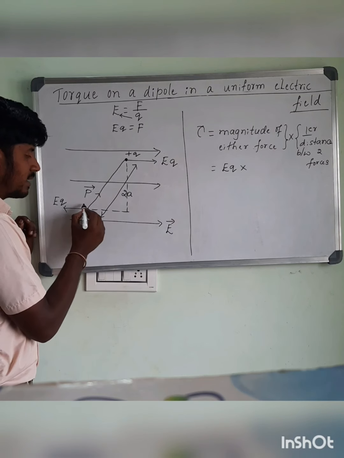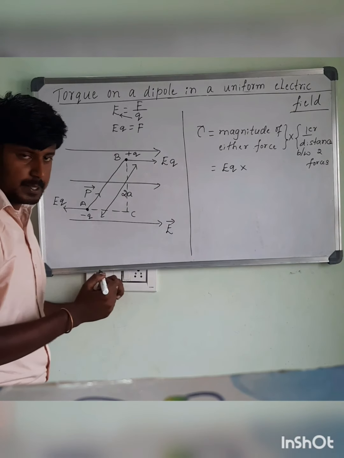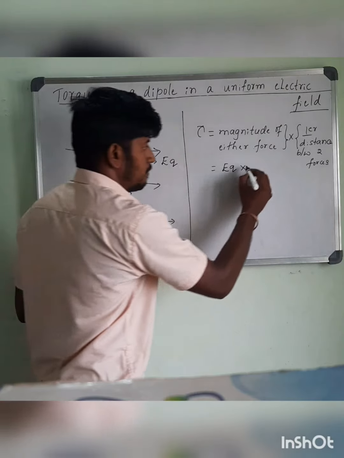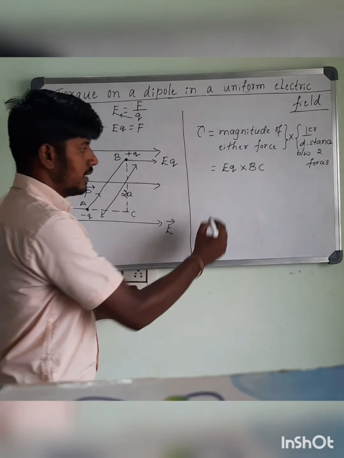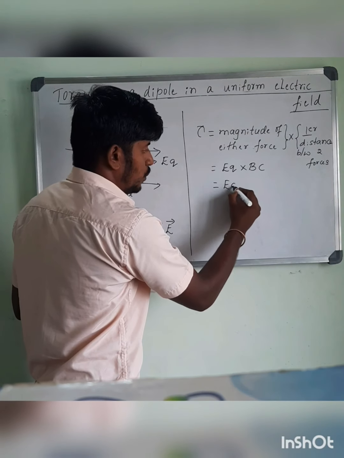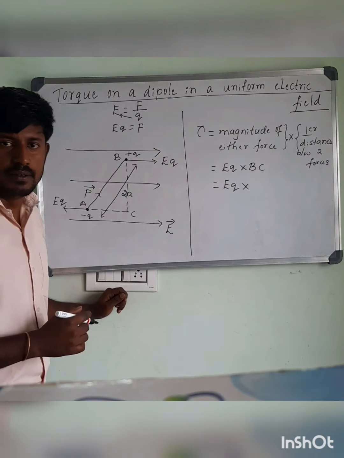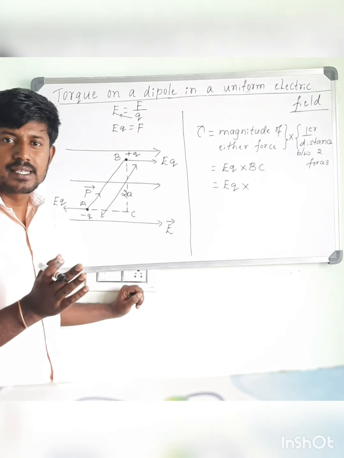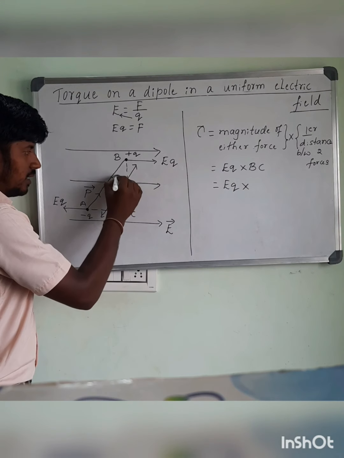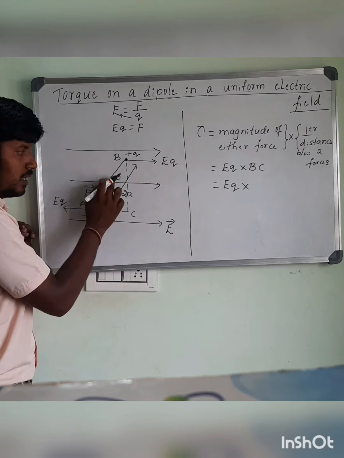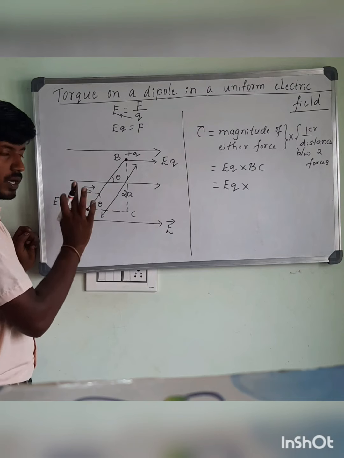Give some names. Let us consider this is A, this is B, let us consider this as C. Now what is the perpendicular distance here? That is BC. This is the perpendicular distance between two forces. Now that is equal to EQ into BC value. So how to find BC? If you observe this figure, the dipole axis makes some angle theta with the direction of the electric field. So this is the angle. The dipole axis makes an angle theta with the electric field. So these two are similar angles.